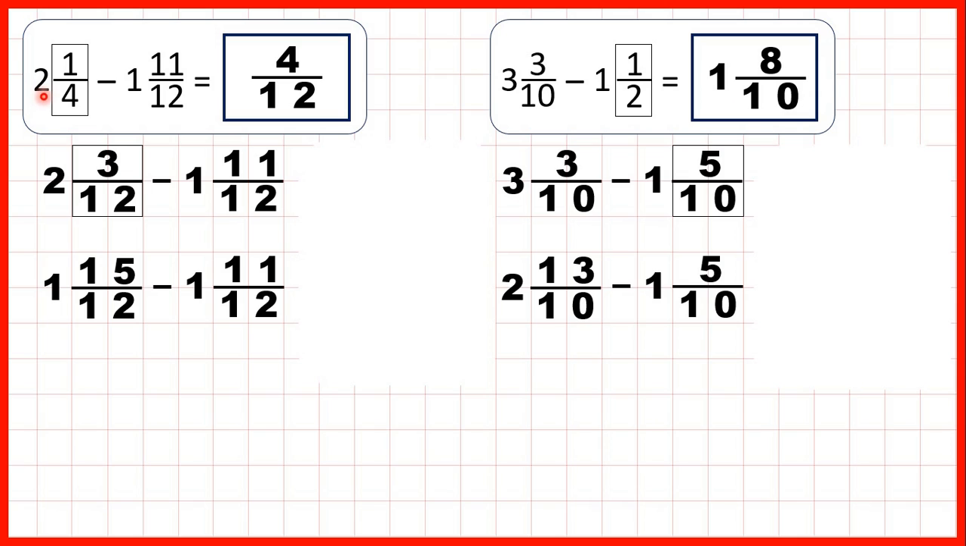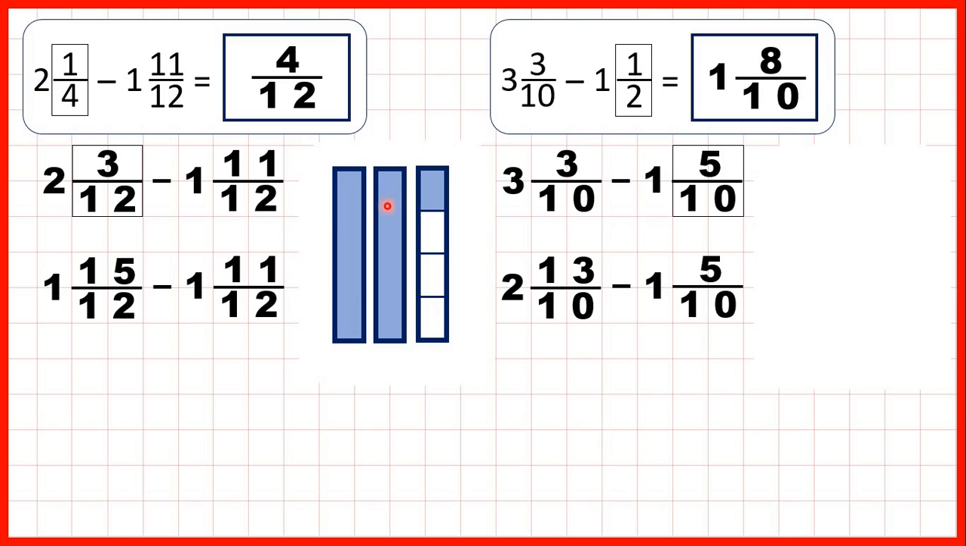So for this first question, we started with 2 and 1/4. But we needed to subtract twelfths, so we changed that 1/4 into 3/12. But we needed to subtract 11/12, so we exchanged one of our wholes for 12 more twelfths, and if we do that here, we now have 1 whole and 15/12.